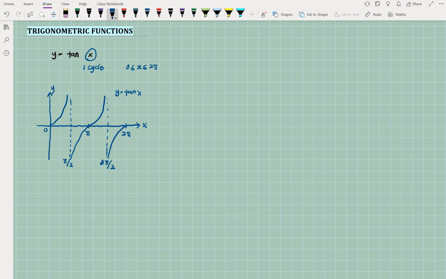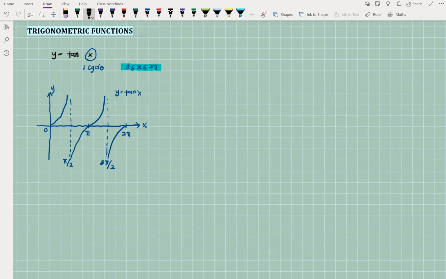However, please remember, I am restricting my drawing untuk kawasan di mana I have x antara 0 and 2 pi sahaja. So in general, sekiranya soalan tak bagi restriction begini, your graph is going to extend untuk nilai x greater than 2 pi dan juga x less than 0. Okay, maksudnya dia akan berterusan lah sebab dia adalah wave.